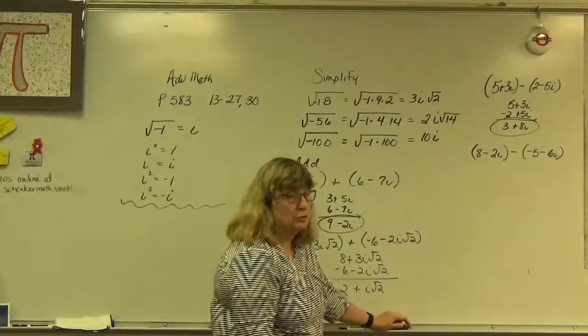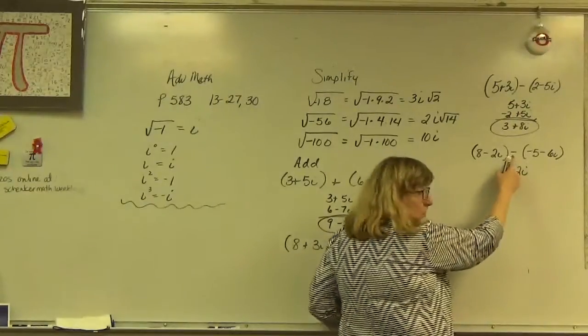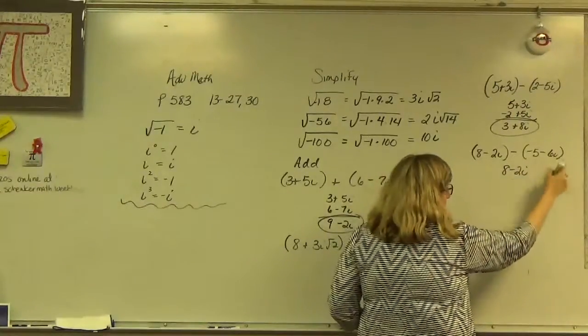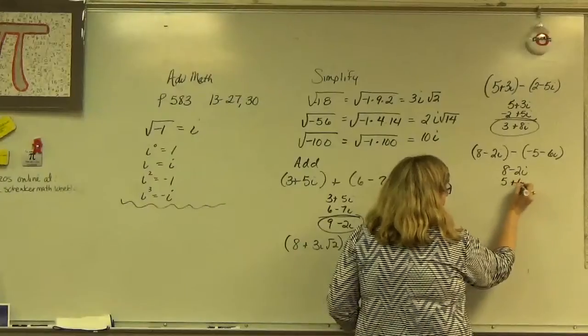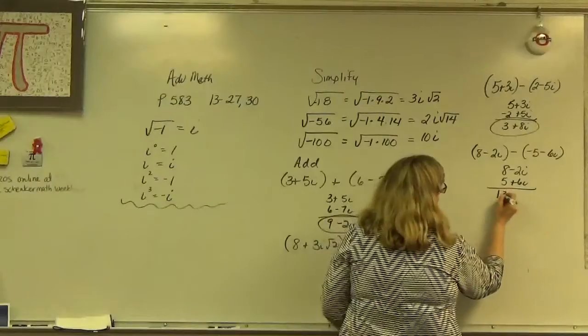Okay, so I write down the first one, 8 minus 2i. And I'm subtracting, so what do I do? Change the signs of all of them. Plus 5 plus 6i. Now what would I get? 13 plus 4i.